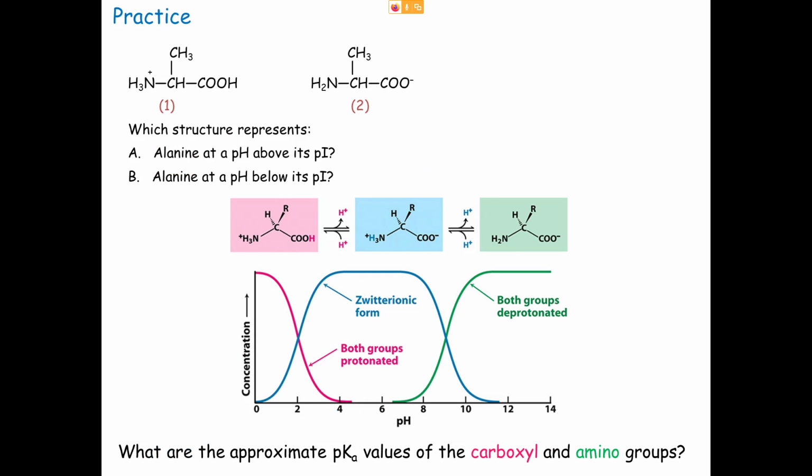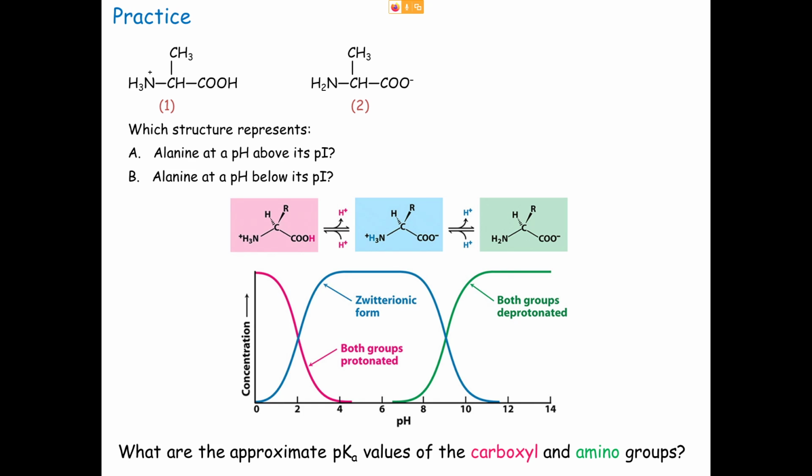Okay. So let's do a little practice question at the top here. So this is alanine, right? Not glycine, but the methyl group makes no difference here as far as gaining or losing protons. So which structure above, 1 or 2, represents alanine at a pH above or more basic than its pI? Two. Right, structure 2, because the neutral one should show alanine with a carboxylate, COO minus, and an NH3 plus, and that structure is not shown at all.